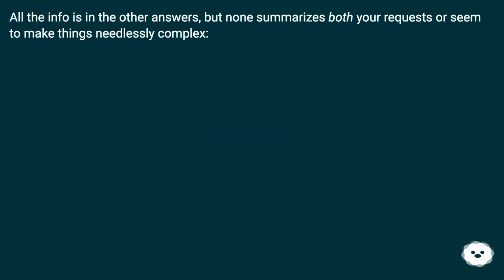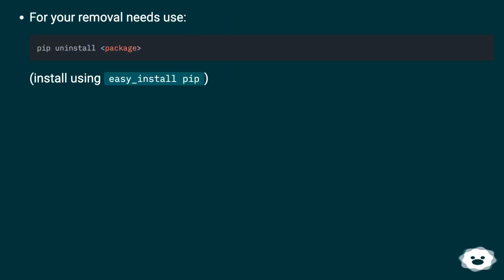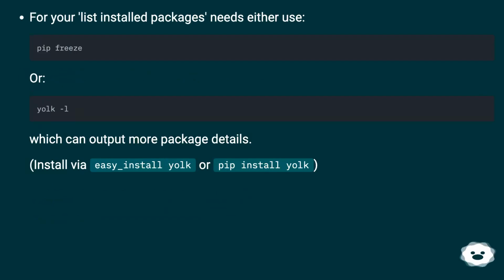All the info is in the other answers, but none summarizes both your requests or seem to make things needlessly complex. For your removal needs use pip uninstall. Install using easy_install pip. For your list installed packages needs, use either pip freeze or yolk, which can output more package details. Install via easy_install yolk or pip install yolk.